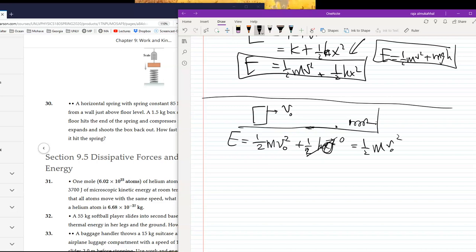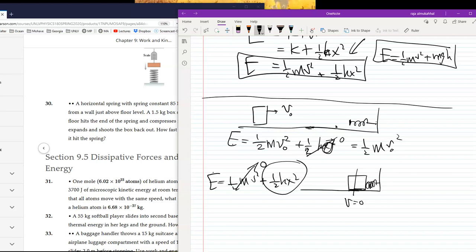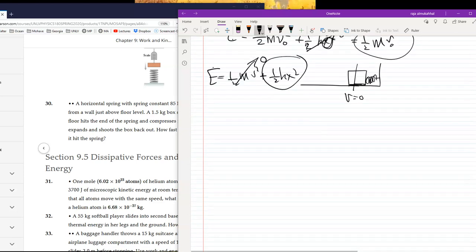Make sense? Okay. Now at the moment of compression, here's the compression, here's the block right there. Now, of course, the block has stopped, so the v here is 0. What happened is that all this kinetic energy has converted into potential energy to compress the spring. So now if I go E equals 1/2 mv squared plus 1/2 kx squared, this kinetic term is 0. There's no kinetic, it stopped, right? So it's only that. Because the energy is conserved, this E and this E are equal. That means this quantity and this quantity must be equal. So I'm going to equate them together.